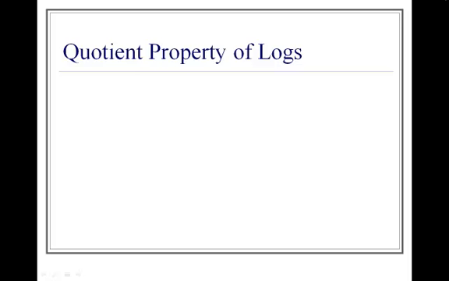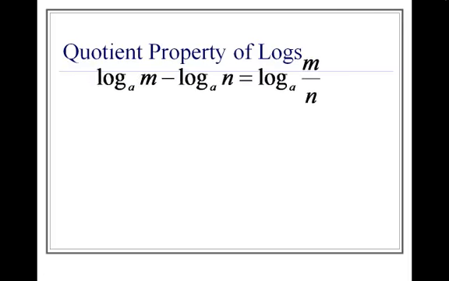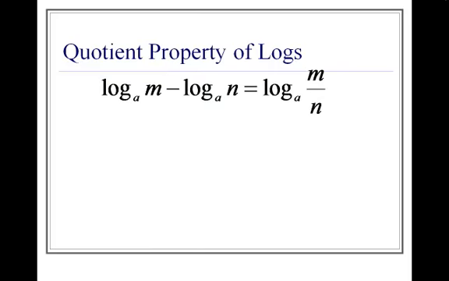Okay, the second property is called the quotient property of logs. Again, I don't really care if you know that name. I just care if you know how to use the property and what it does. This means that when you have a minus sign between two logs, you're really dividing them together, so you can squish them together as one log using division. Subtraction between logs means that you're dividing.